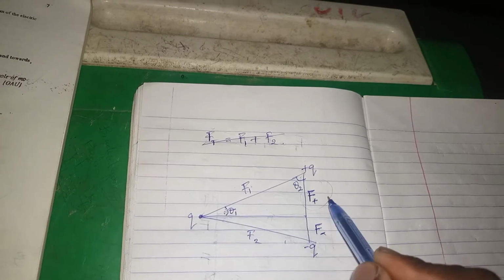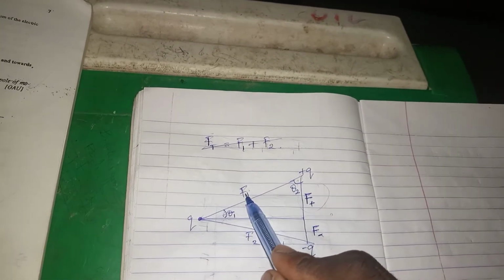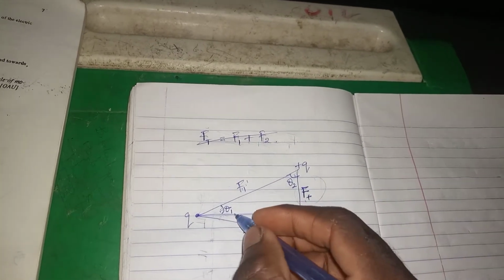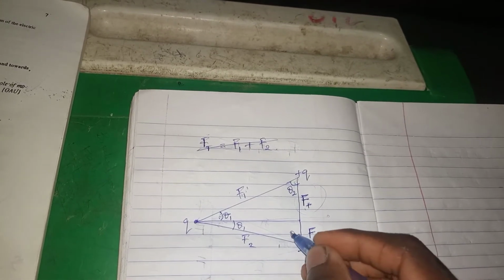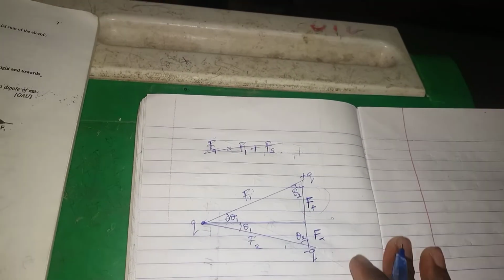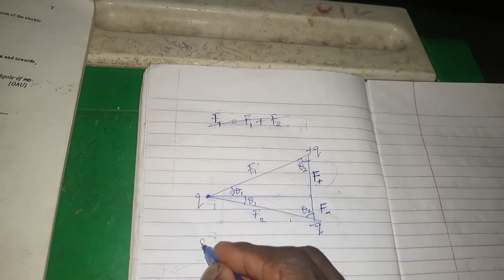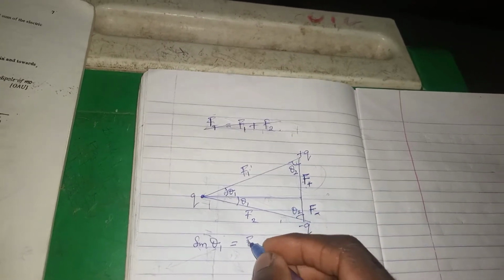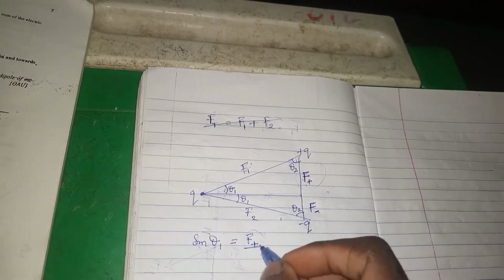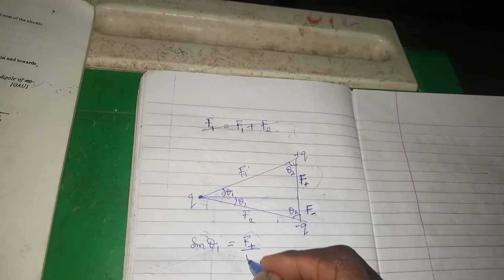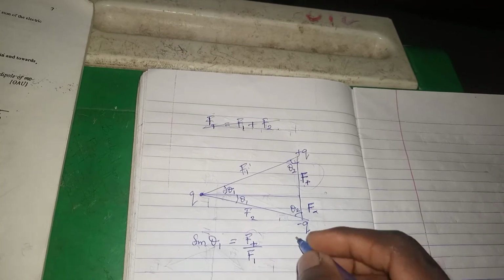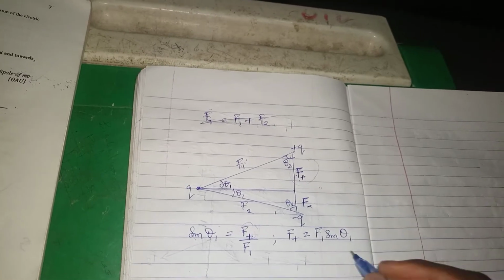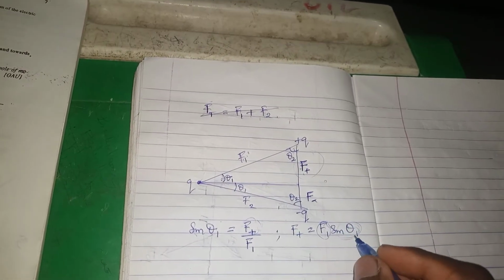In this case, if you use sine, that's opposite over what? Hypotenuse. Now in this case, if you use cos, adjacent over what? Hypotenuse. So let's go with one of that. Same here, theta 1. And call this theta 2. Now let's go with theta 1. So we have a situation where sine theta 1 equals opposite F plus. Why are we doing this? We are doing this so that we can find out what F plus is. F plus over hypotenuse. That's F1. So at the end of the day, we can see F plus is what? F1 sine theta 1.